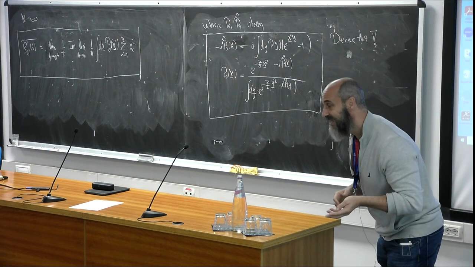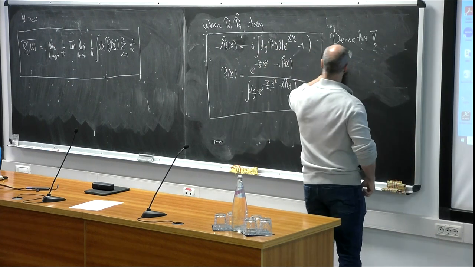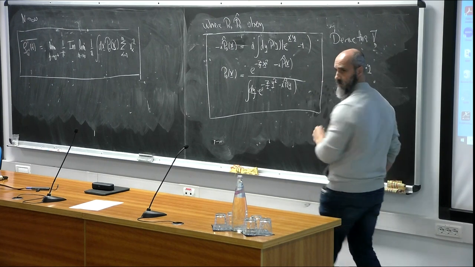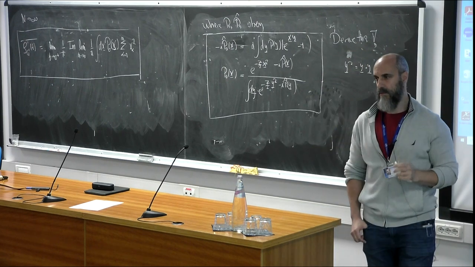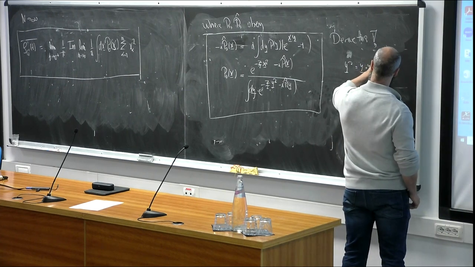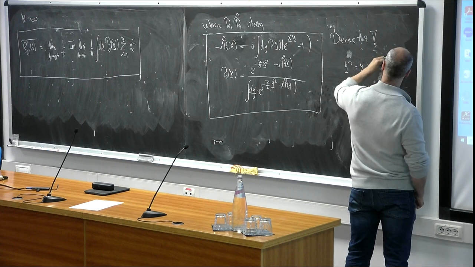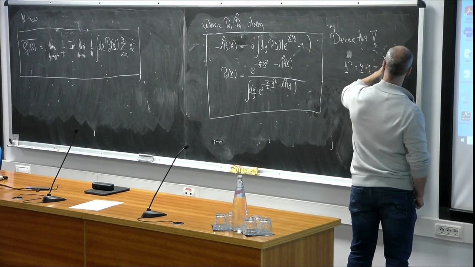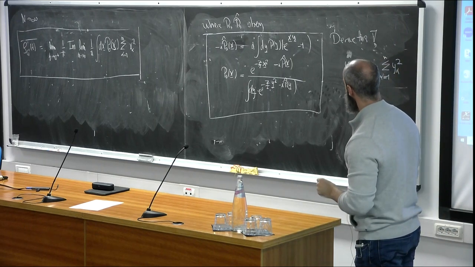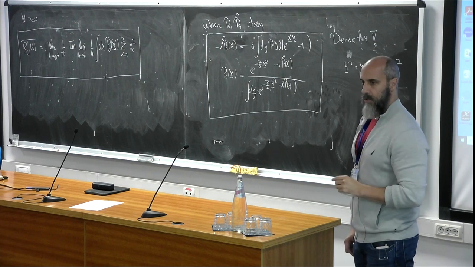Sorry? Yeah, the y squared is y with a scalar product with y. If you want to put it in components, I was trying to compress the form, it would be the sum for alpha from 1 to n of y alpha squared. Yeah. Questions?